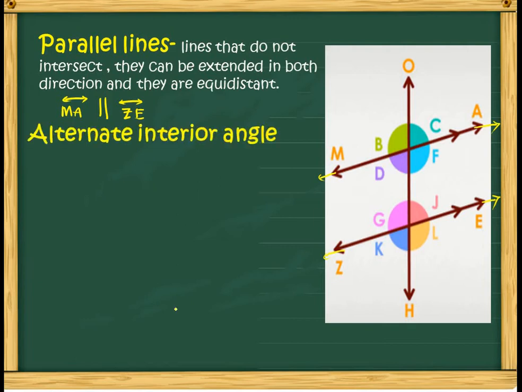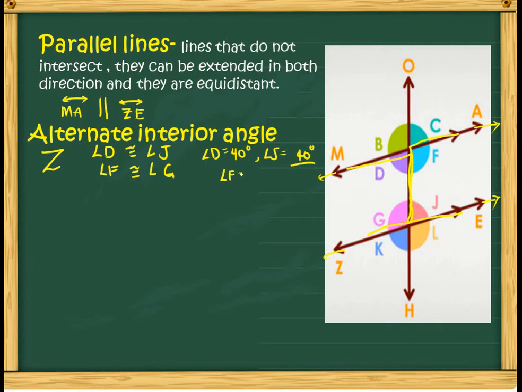We also have alternate interior angles. So, pag alternate interior angles, just recall the alphabet Z. So, we have here, this angle D is alternate with angle J, and this angle F is alternate interior niya ay si angle G. Note that alternate interior angles are congruent. So, ibig sabihin, kung si angle D ay 40 degrees, si angle J ay equal sa 40 degrees din. Next, kung si angle F is 140 degrees, ibig sabihin, si angle G is 140 degrees din.